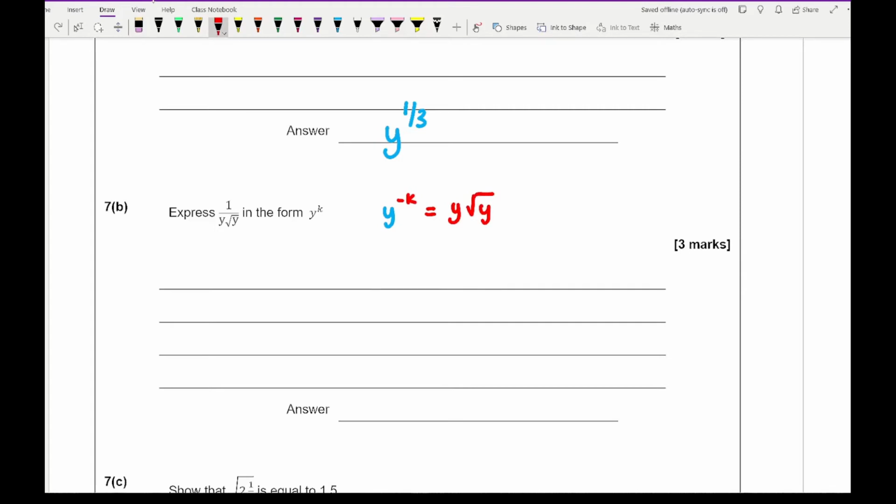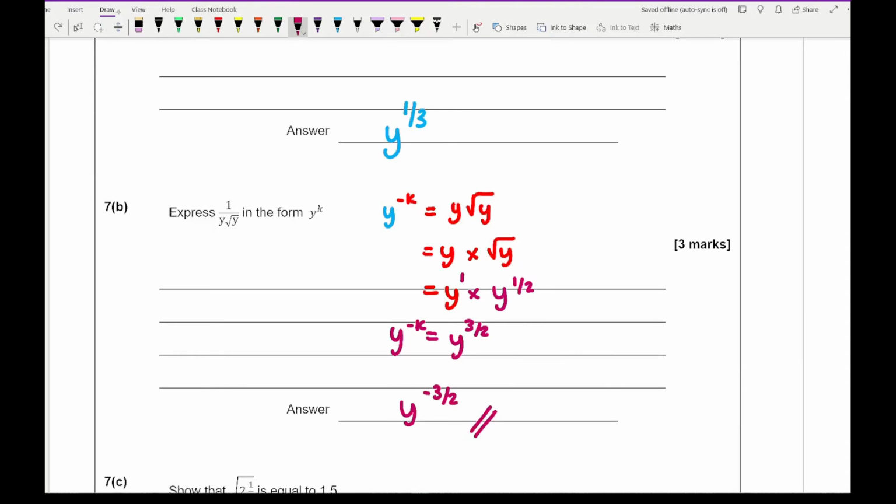Now what is root y? Well, that's the same as y times the square root of y. Another way of writing square root of y is to write y to the power of a half, and then that's to the power of 1, so then I'm multiplying, so I add the powers, so that's y to the power of 1 plus a half, which is 3 over 2. So k equals 3 over 2, in terms of this, y to the power of minus 3 over 2, and there is my final answer.